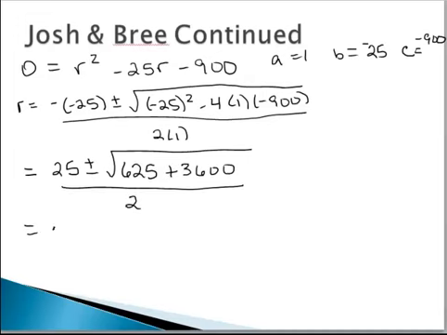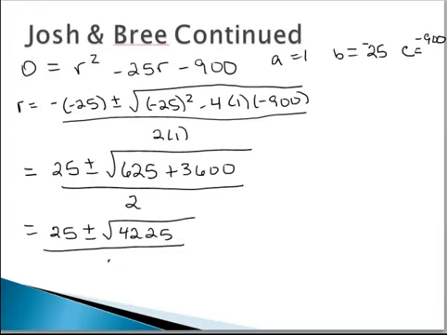When you add those two together, you get 4,225 all over 2. Now, since this is an application problem, we usually do want some sort of decimal answer. So let's go ahead and find the square root of 4,225. Oh, it's a perfect square.